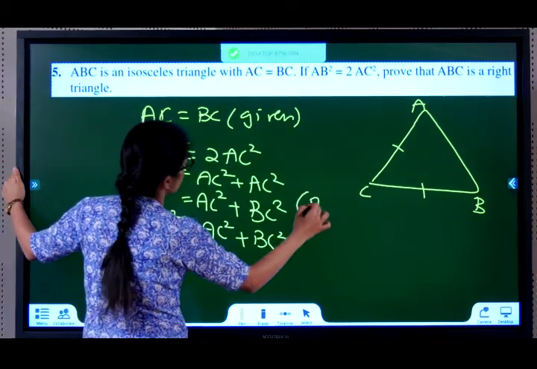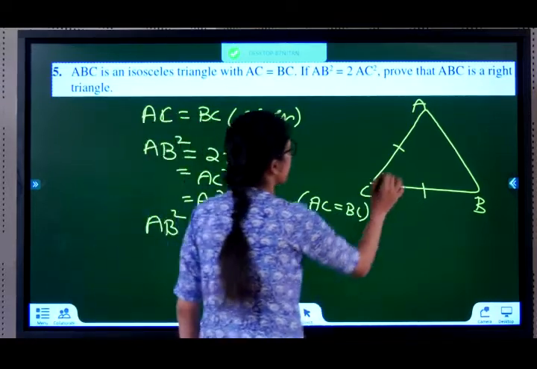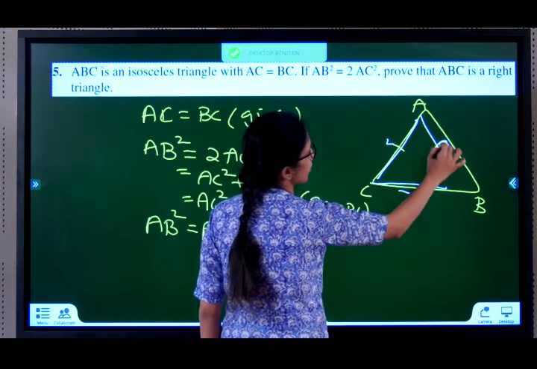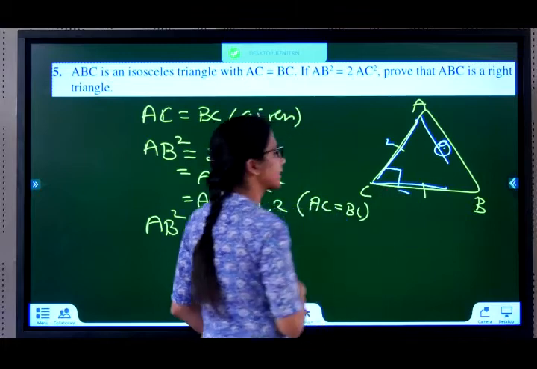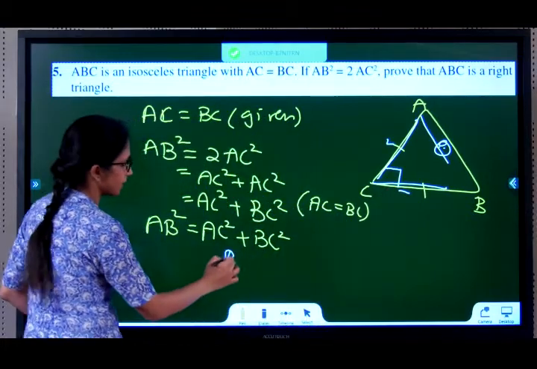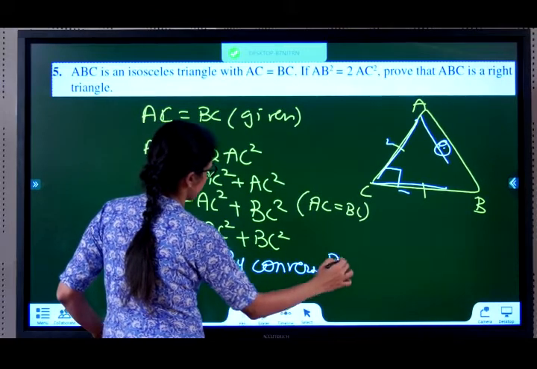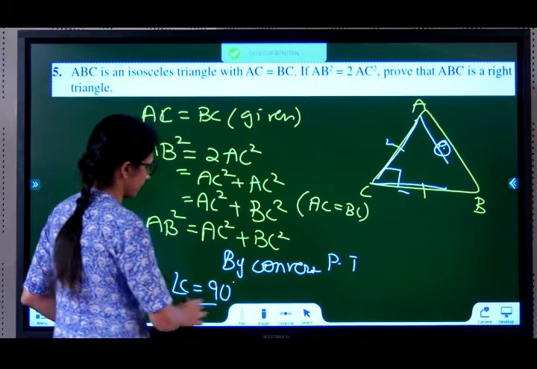How did we do this? Since AC equals BC, given. So AC square plus BC square is equal to this side square. So that should be the hypotenuse, right? And if AB is the hypotenuse, this angle is 90 degrees. So we can say by converse of Pythagoras theorem, angle C is therefore 90 degrees.